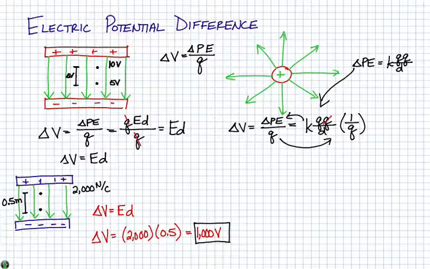If we do that, you hopefully see that our Q's are going to cancel out, and what I'm going to wind up with is K Q over D. So our change in voltage for a non-uniform field for a point charge will be Coulomb's constant times our point charge divided by the distance from that point charge.